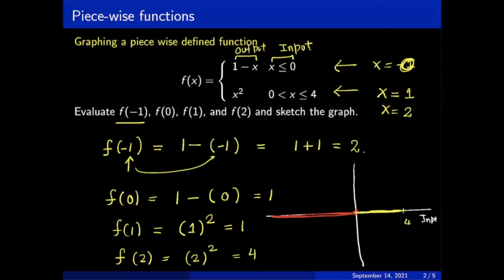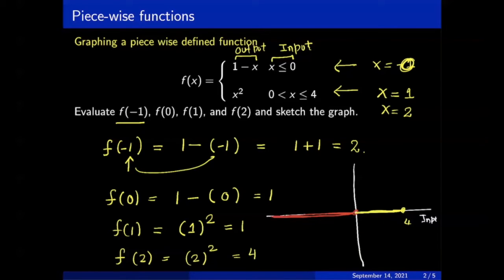And the function has no value beyond 4. So it has a value before 0, it has a value between 0 and 4, and it does not have any value after 4. That is also important. So there will be no graph of the function after 4.